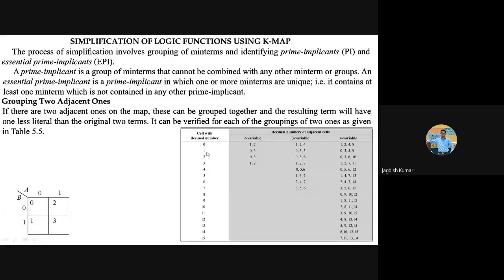Similarly, if you take 1, it can be combined with 0, that's a vertical combination. It can be combined with 3. So 0 and 3 are the neighbors of 1. Similarly, if you take 2, 2 is a neighbor of 0 as well as 3, not of 1, and so on. If you take 3, 3 is a neighbor of 1 and 2. That way. Diagonal combinations are not allowed. Now, what will these combinations do? I will be demonstrating it in the next slide.